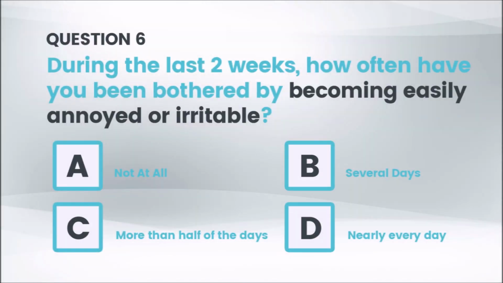Question 6. During the last 2 weeks, how often have you been bothered by becoming easily annoyed or irritable? A, not at all. B, several days. C, more than half the days. Or D, nearly every day.